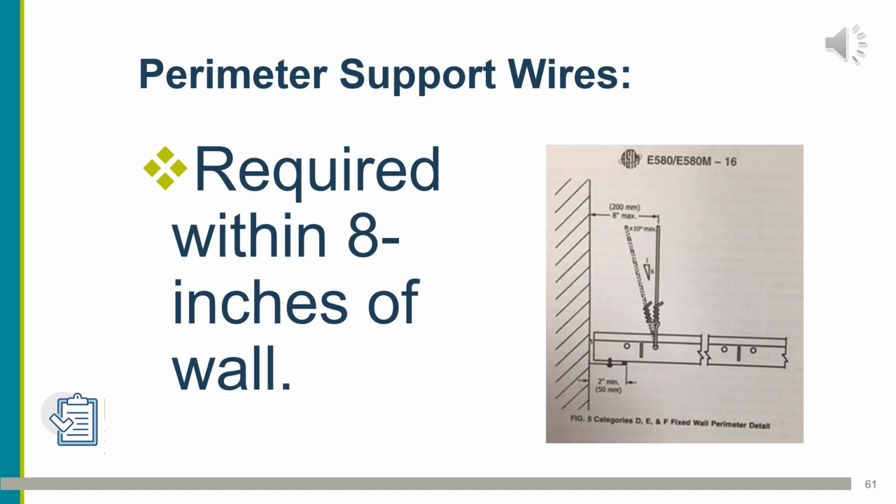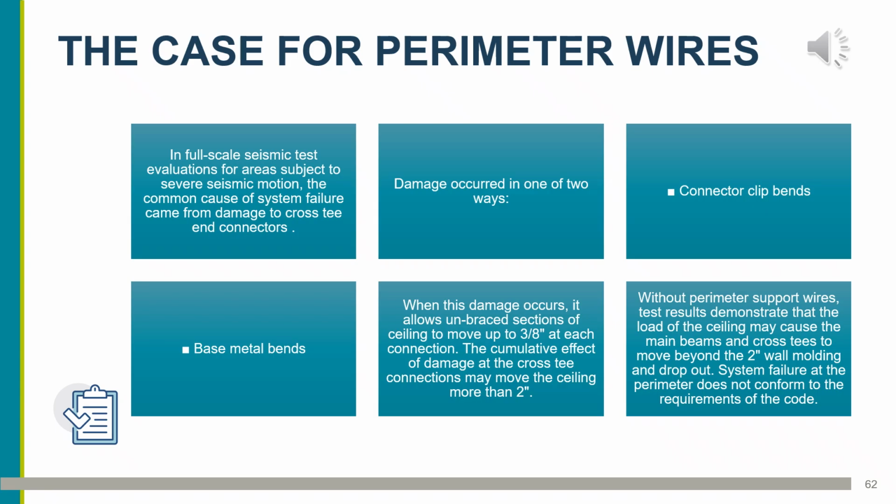Perimeter support wires are required within 8 inches of the wall. You need to be prepared for this because you're going to get hit with it. They're going to ask, well, what good is the perimeter support wire? So if we look at some of the engineering, we're going to see that in full-scale seismic test evaluations for areas subject to severe seismic motion, the common cause of system failure came from damage to cross-T end connections.